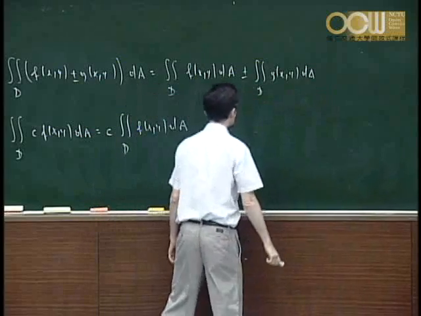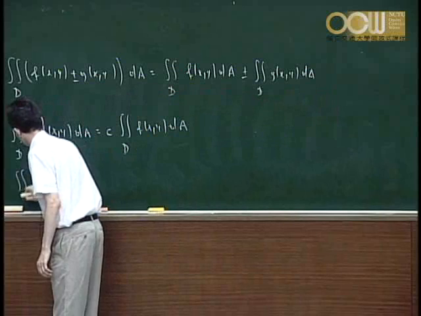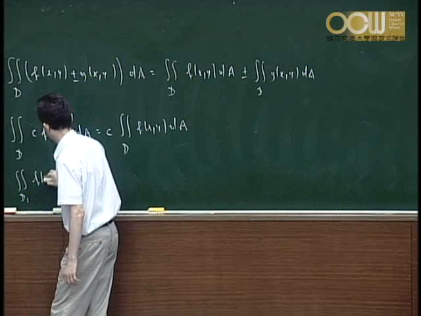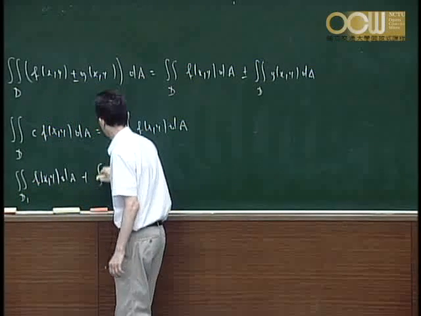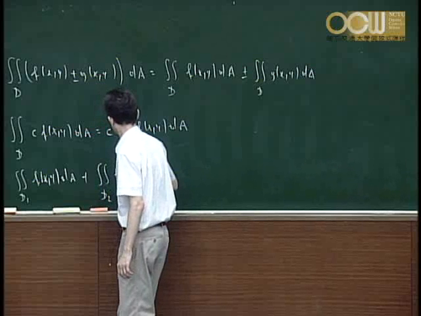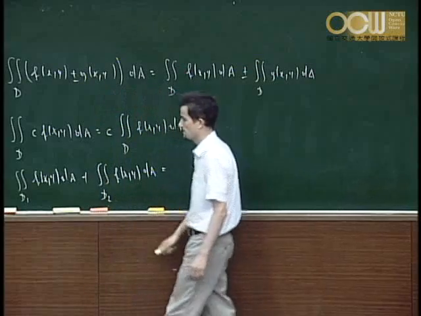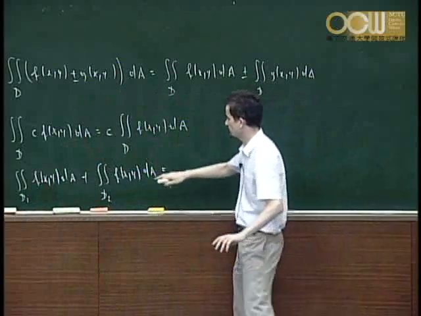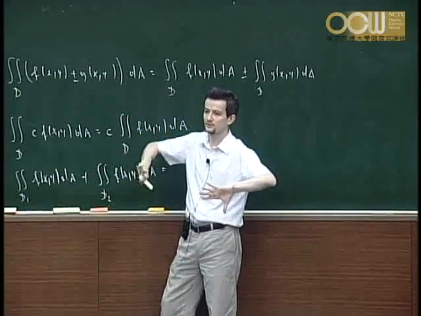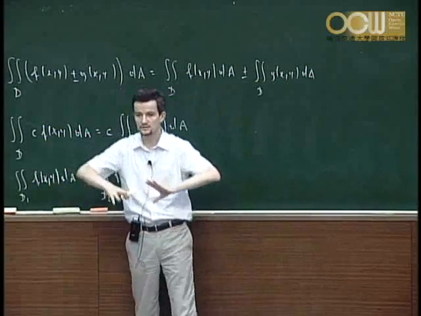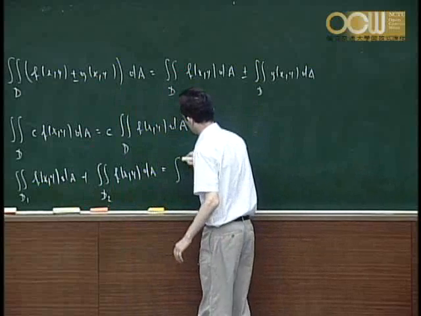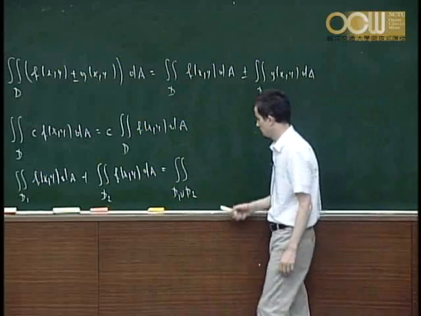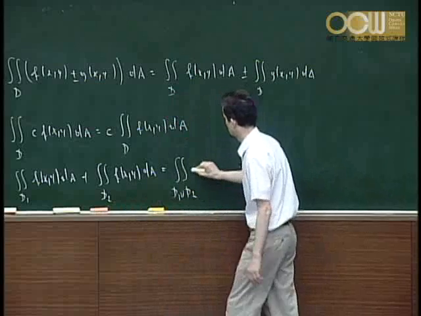If you have two regions, D1 and D2, where those two regions are disjoint, so they do not have a common intersection, maybe except on the boundary, so maybe they touch on the boundary, then you can merge those two into one, where you have the integration over the union of those two regions.